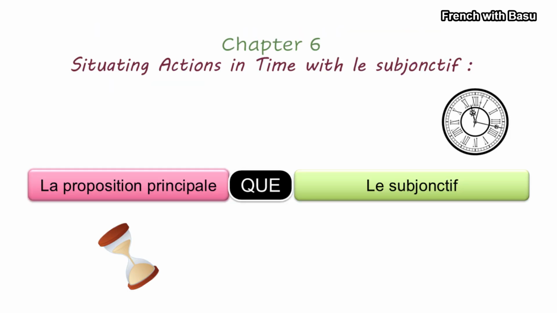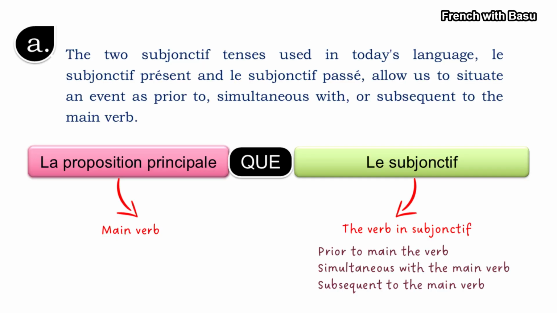Chapter 6. Situating actions in time with le subjonctif. The two subjunctive tenses used in today's language, le subjonctif présent and le subjonctif passé, allow us to situate an event as prior to, simultaneous with, or subsequent to the main verb. Here's a list of examples from an authentic book called French Subjunctive.